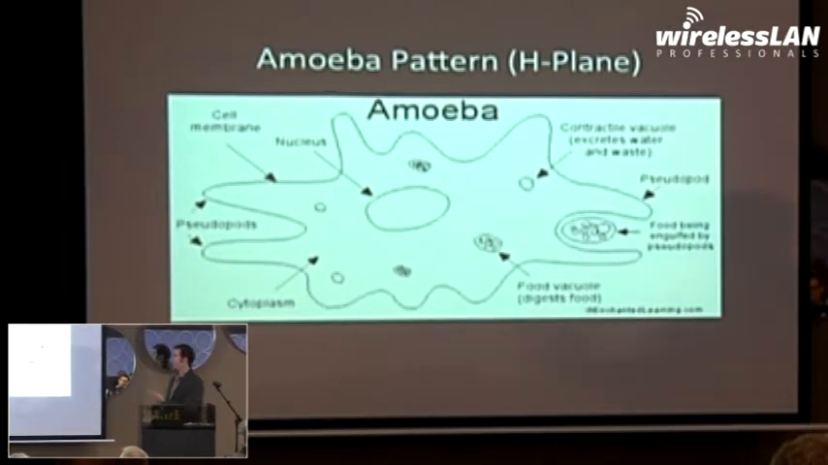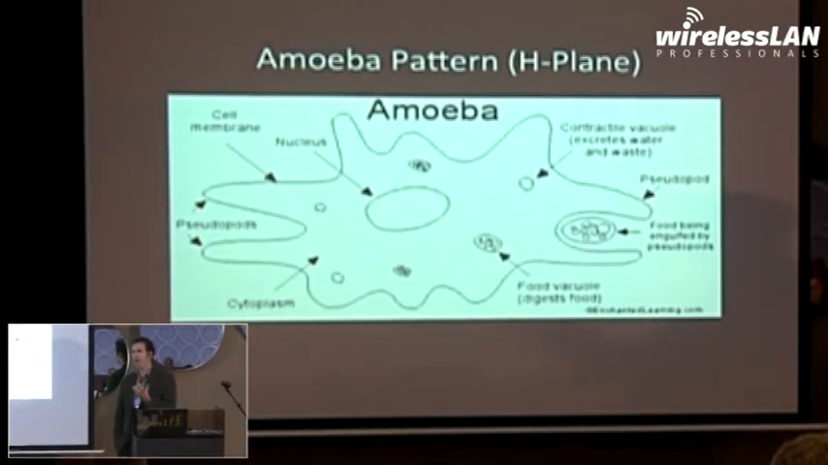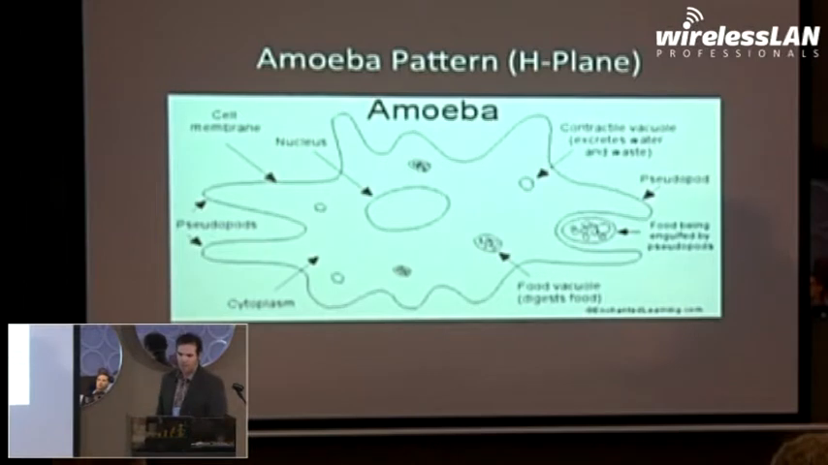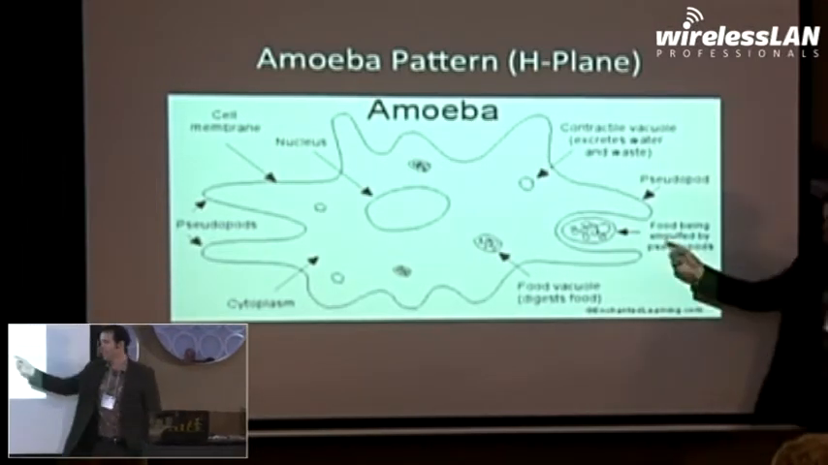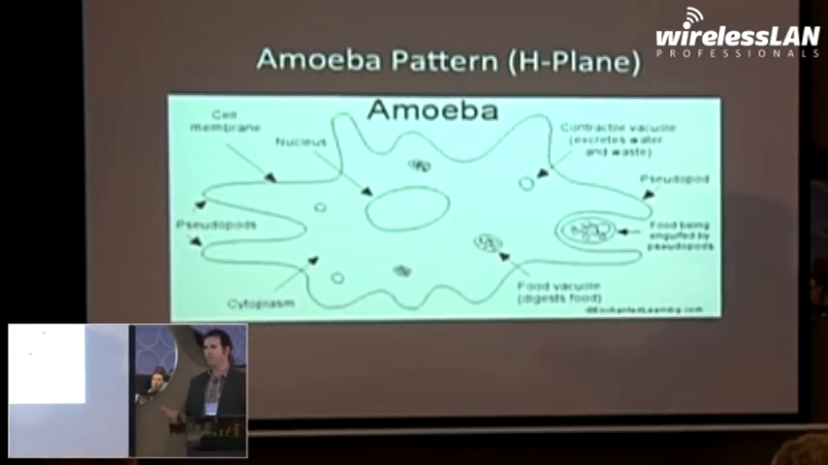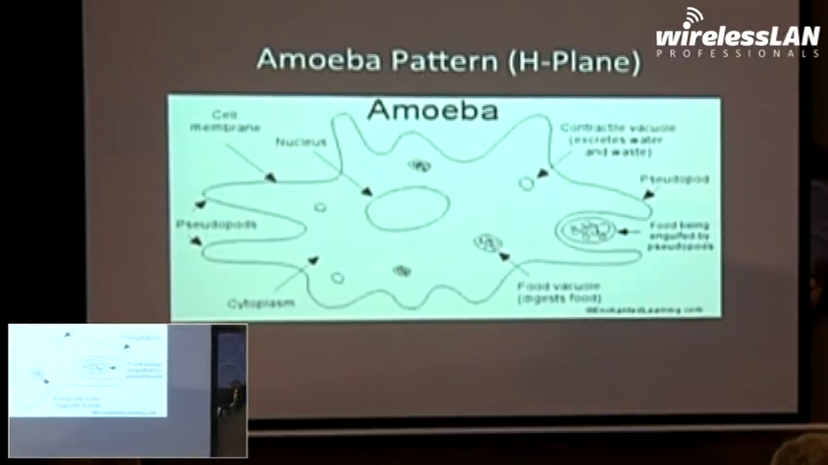I also have food vacuoles. Now, to me, I see this as my high-capacity users, people that are consuming a lot of airtime and bandwidth, right? So I have to be careful of these users. And in this particular picture, I see a food vacuole that's outside my coverage area. So this is a high-capacity, high-bandwidth user in a dead spot, which probably means I'll get a lot of phone calls from that user.